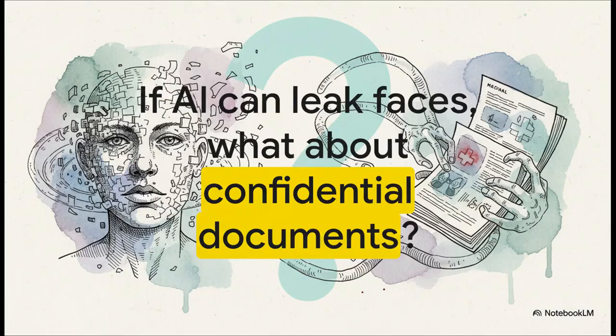So all of this leaves us with a really big, kind of scary question. If an AI can be forced to give up a private face or a medical scan, what happens when these models aren't just looking at pictures, but they're reading our most private, confidential documents, our emails, our contracts, our messages? And well, that's exactly where we're headed in part 2, where we'll dig into model inversion attacks against language models.